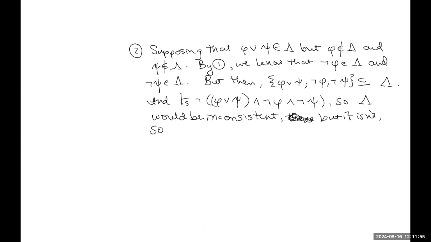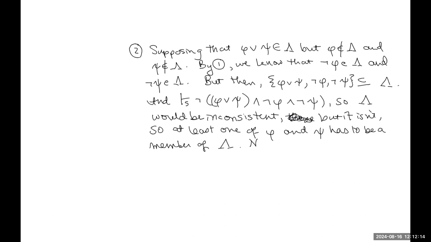So at least one of phi and psi has to be a member of lambda. So that's one of the directions. Now, suppose that phi is a member of lambda, or that psi is a member of lambda, doesn't matter which, but that phi or psi is not a member of lambda.